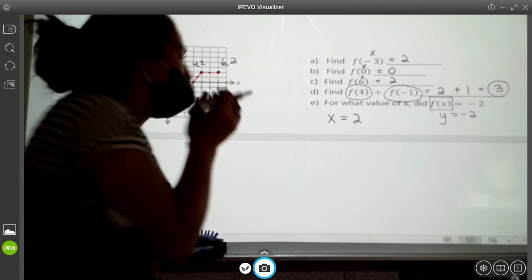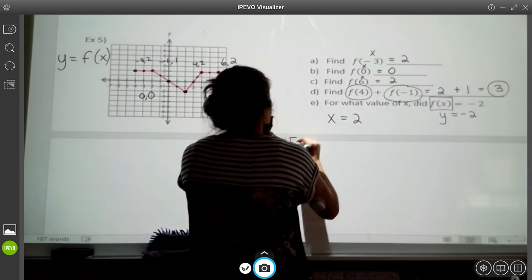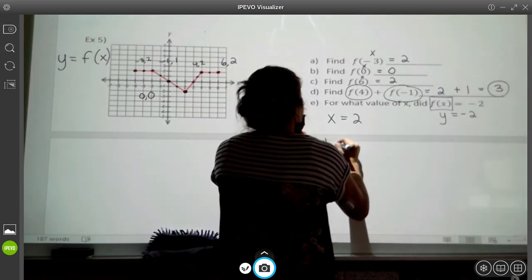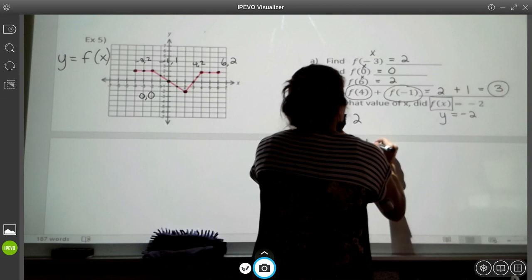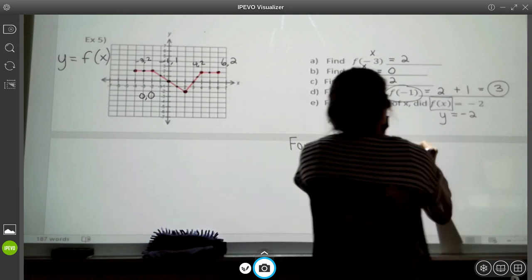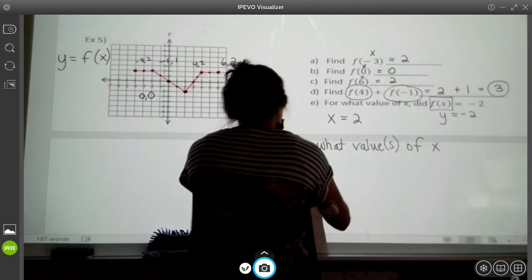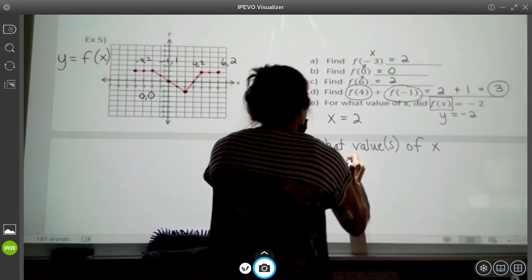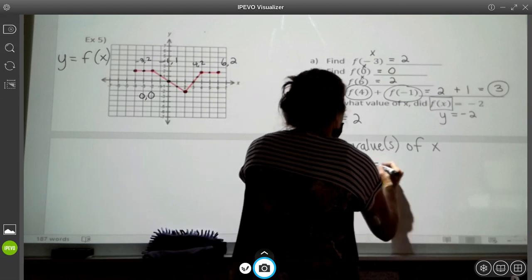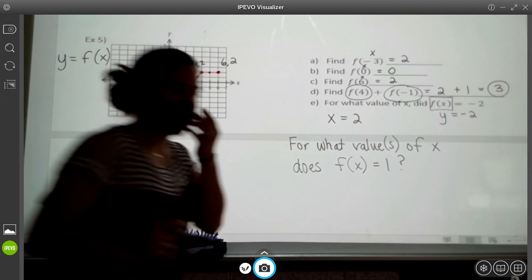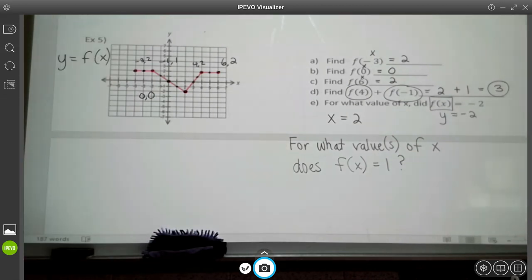Yes? All right, I'm going to add another question. I'm going to say, for what value of x does f of x equal 1? I'm going to do another one.